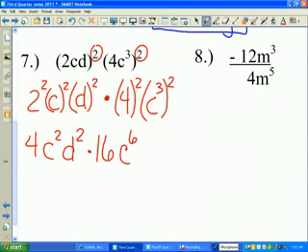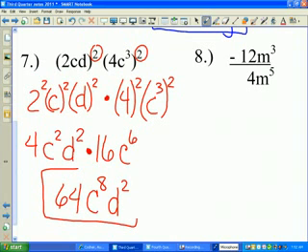Quite a few students left this as your answer, but this is not completely simplified. They're telling me I need to multiply those 2 monomials together to get my final solution. So a lot of people did give me C to the 8th, because you're adding my exponents, and D squared. But a lot of people forgot to multiply that 4 and 6 together. This should have been my final answer. Okay? So when it says simplify, go ahead and multiply.